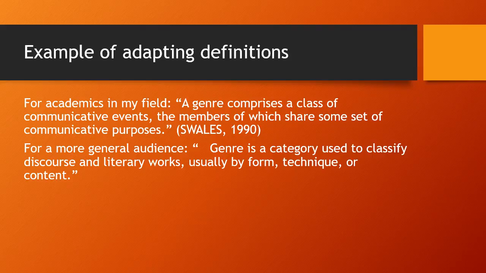However, that's probably not going to be very useful to a lot of other people who are outside of the rhetorical studies area. So a definition that might give a little bit more information that might work more effectively for other people might say: a genre is a category used to classify discourse in literary works, usually by form, technique, or content. But at the same time, even this might not be enough of a definition depending on the audience. We might need to really explain some of these concepts.